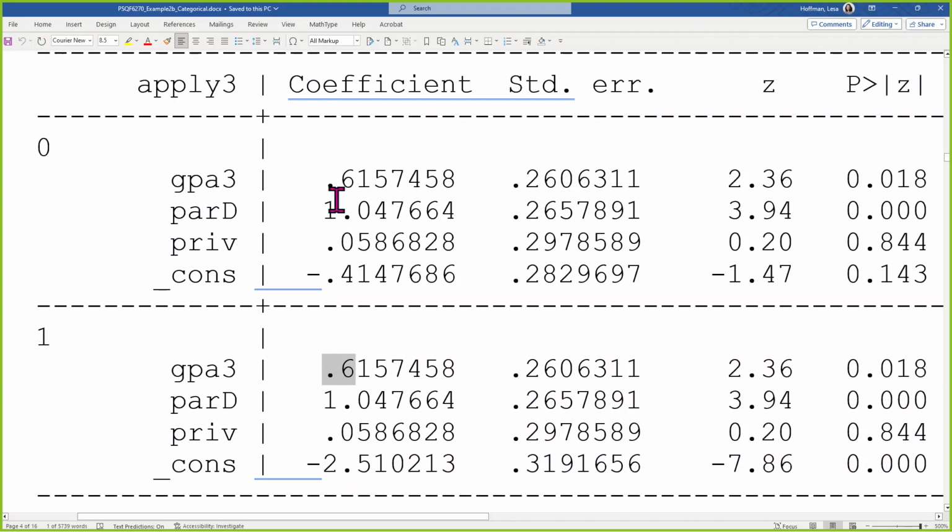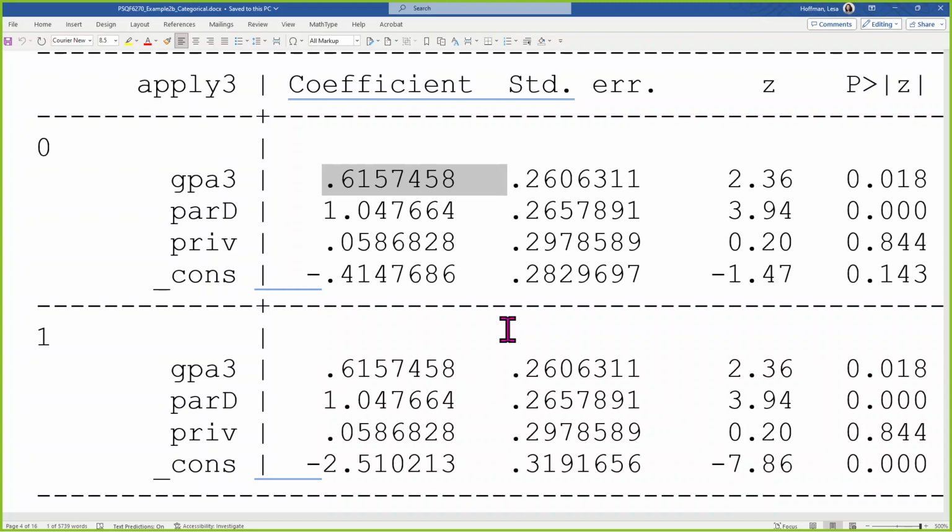So if we look at GPA, for instance, this is the change in the logit for a 1 unit increase in GPA. The logit goes up by 0.62. Can we agree on that? A slope is always the change in y, the outcome, for a 1 unit change in x, the predictor. So if we put that into the story, this is the change in the predicted logit for a 1 unit change in GPA as a predictor.